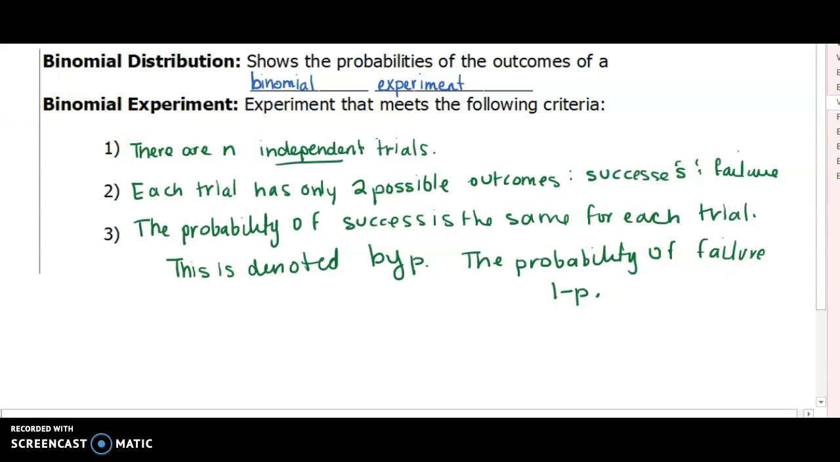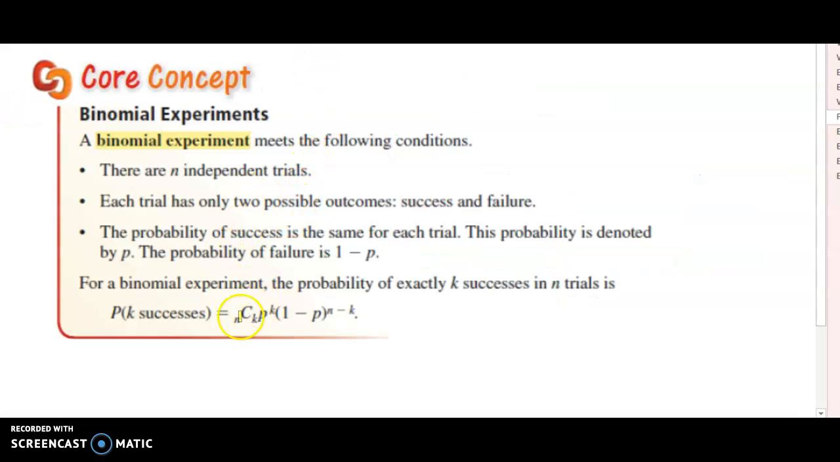That's all that's saying. Here's the formula that goes along with it, right down here. It looks long and scary, but it's not that bad. N is the total number, K is the number of successes, P is the probability of success, and 1 minus P is the probability of failure. That addresses all of the variables in that formula.